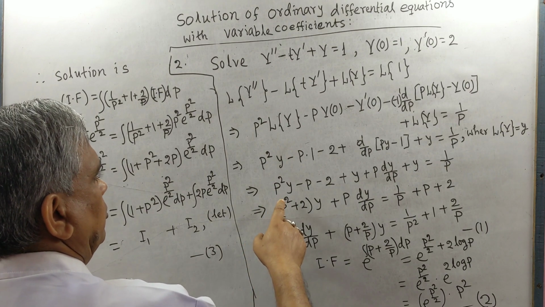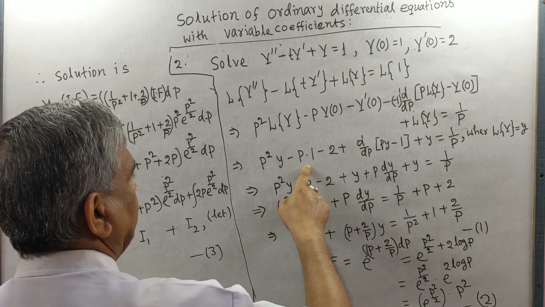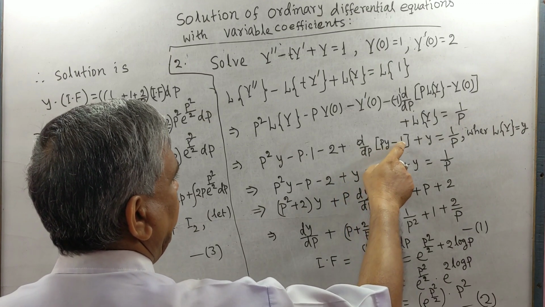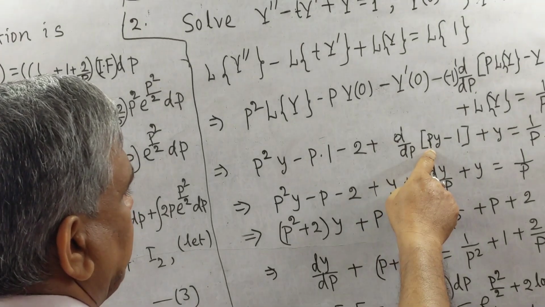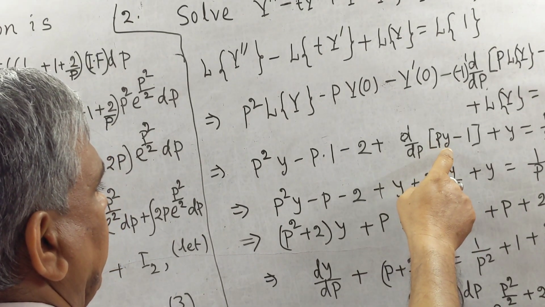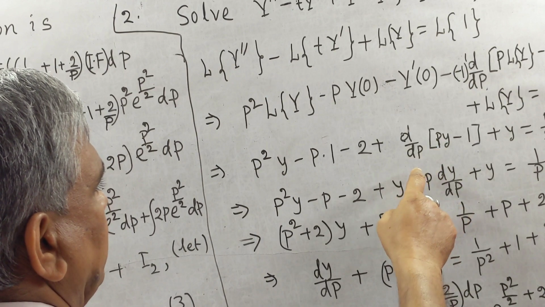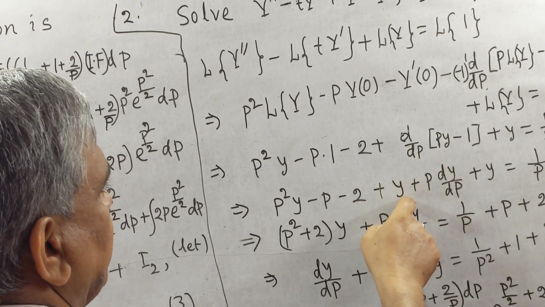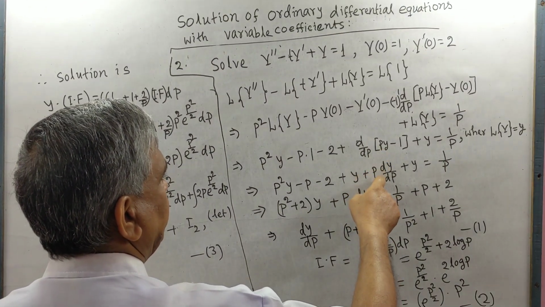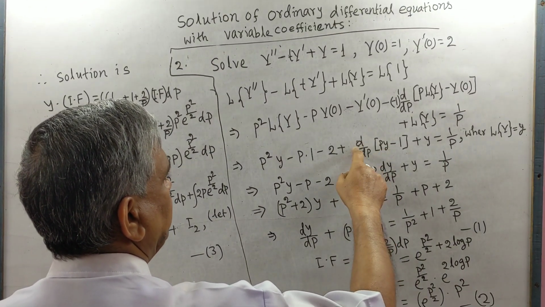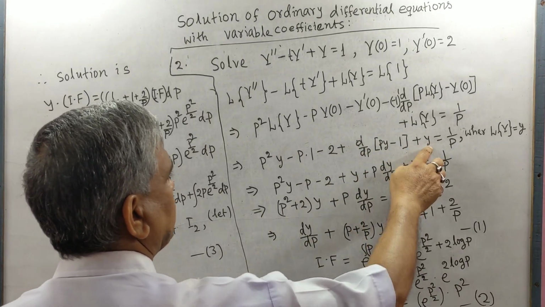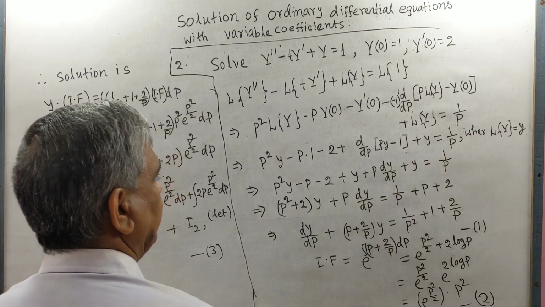So we differentiate this, other terms remain the same. d/dp of (p y minus 1). First differentiate p y: p remains here, differentiation of p is 1 and y remains the same, plus p remains the same, differentiation of y is dy/dp, differentiation of 1 is 0, plus y, equal to 1/p.